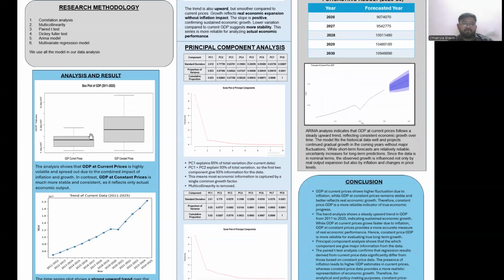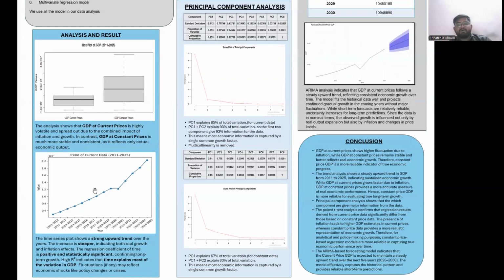This is a box plot of GDP at current prices and GDP at constant prices. The analysis shows that GDP at current prices is highly volatile and spread out due to the combined impact of inflation and growth. In contrast, GDP at constant price is much more stable and consistent as it reflects only actual economic output.